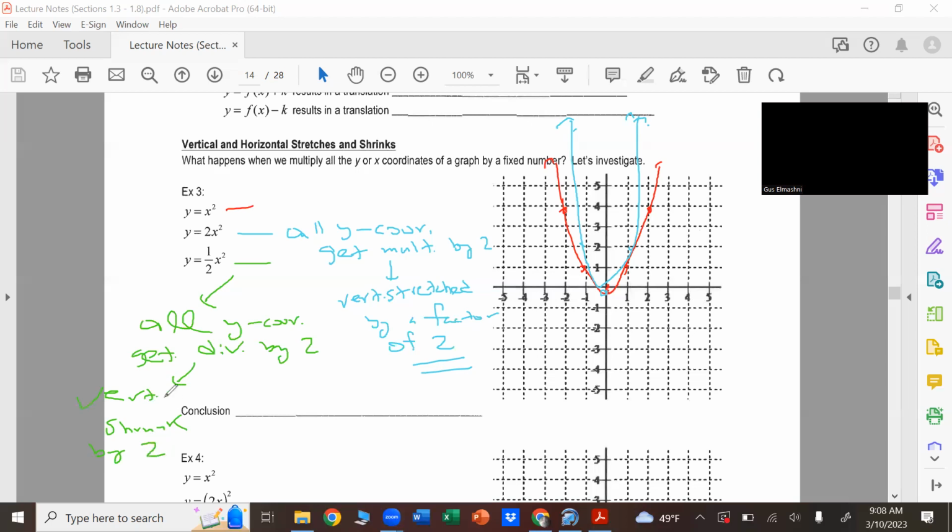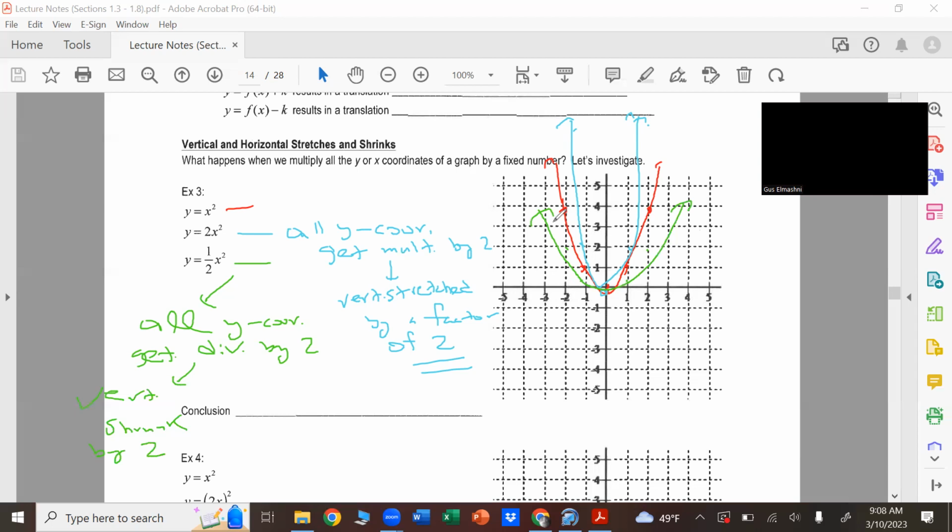Vertically shrunk by a factor of 2. So in this case, if I plug in 1, I get 1/2. If I plug in 2, I think I get 2, and so forth. So X squared got multiplied by 2, and here X squared got divided by 2, or multiplied by half, same thing. But you say it's a shrink.